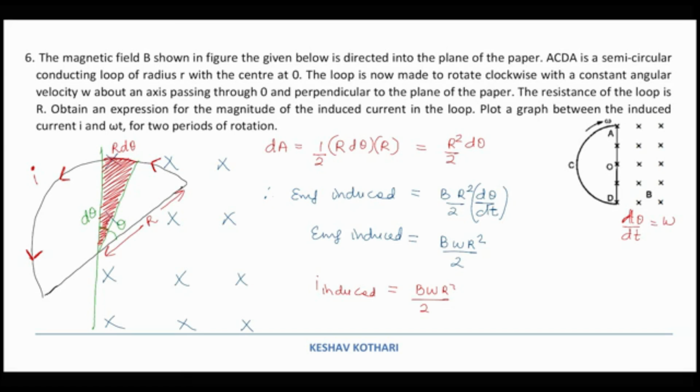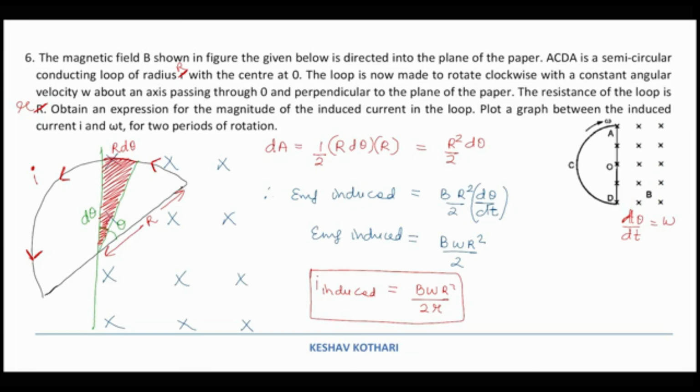One thing must be kept in mind, this one is small r. So we are making the resistance small r and the radius capital R. So we can write the current induced is equal to B omega R square by 2 small r. We have taken the radius as capital R and resistance as small r. So this is the current induced when the loop is getting introduced into this region of magnetic field.